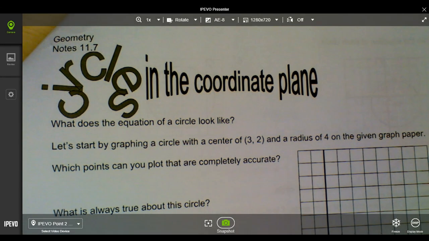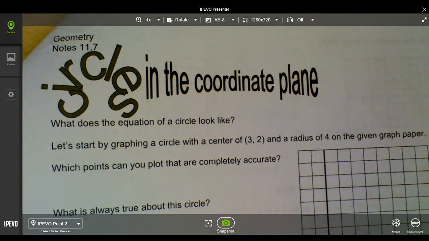Okay, last section of notes for the 2020 school year. Huzzah! All right, so circles in the coordinate plane. What does the equation of a circle look like? Well, that's what we're going to be able to figure out.